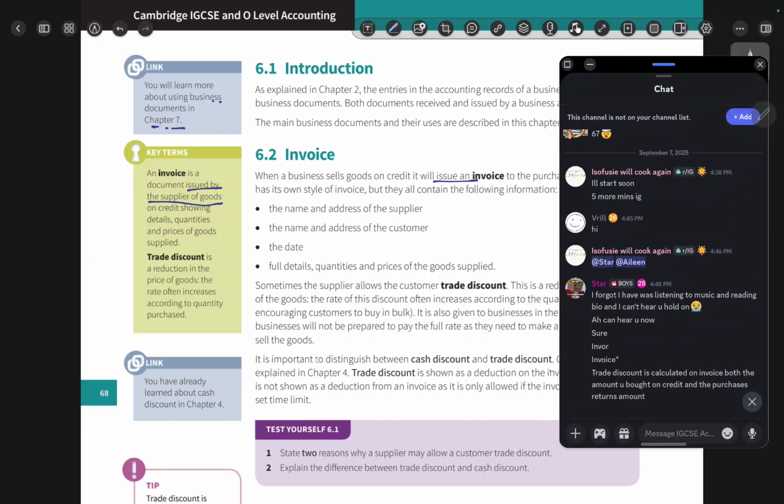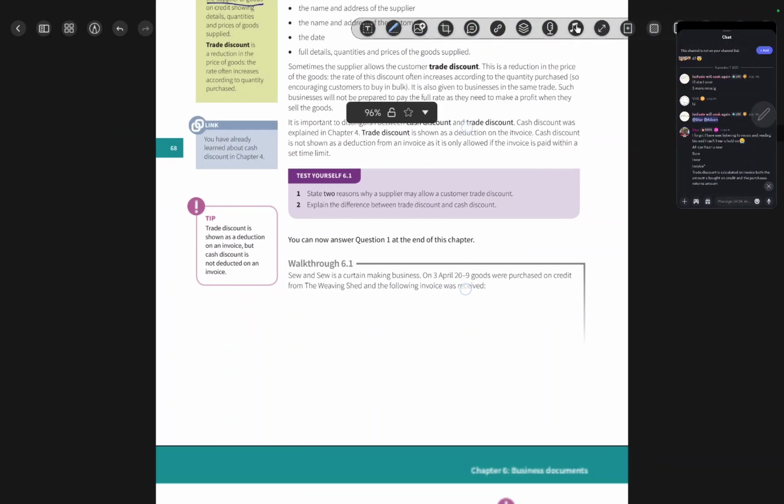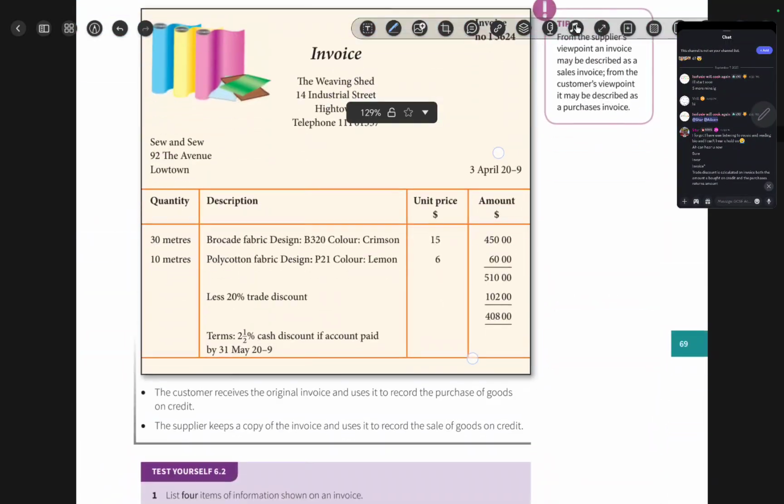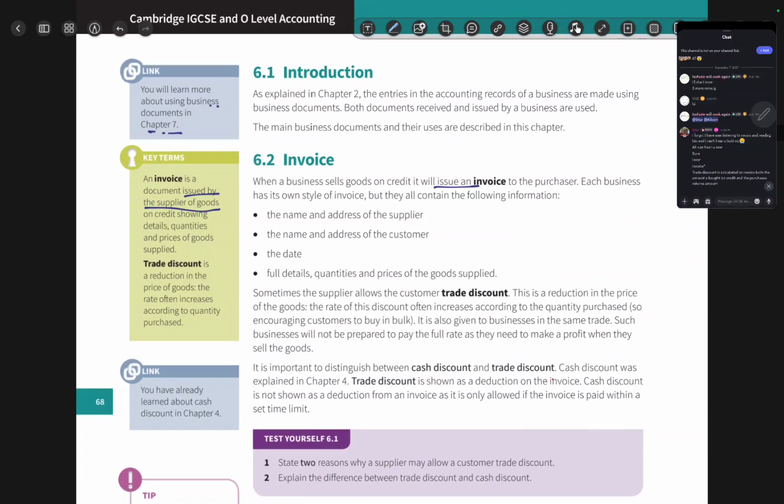On invoice, both the amount you bought on credit, the purchase returns amount. Yes, exactly. So in case, like over here in this example, they bought something with 20% trade discount. The price was 510, and let's just say the question tells you that the price is 510 and they have 20% trade discount, and then the question says that they return $500 of goods. So you won't simply reduce 500, you will reduce 500 times 80%. Okay, so you will apply the trade discount unless the question says that after trade discount your net was this much. We'll look into it later.